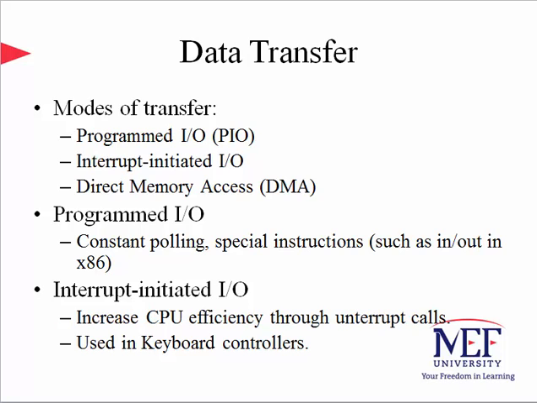Transferring data under program control requires constant polling for the status of the peripheral being available. However, this will keep the CPU busy needlessly in case the peripheral is busy with an I/O task. This can be avoided by using the interrupt facility, which is the second mode of transfer, interrupt initiated I/O.